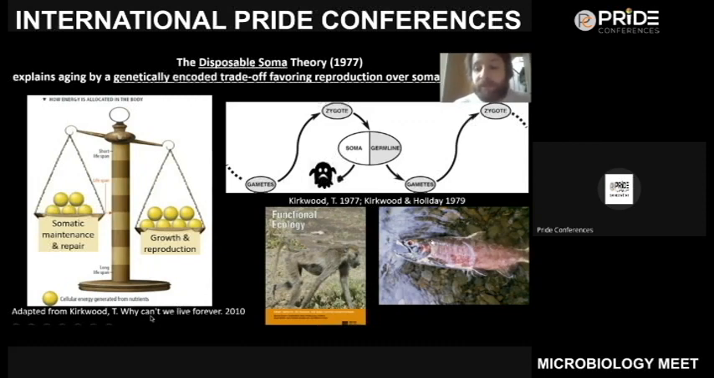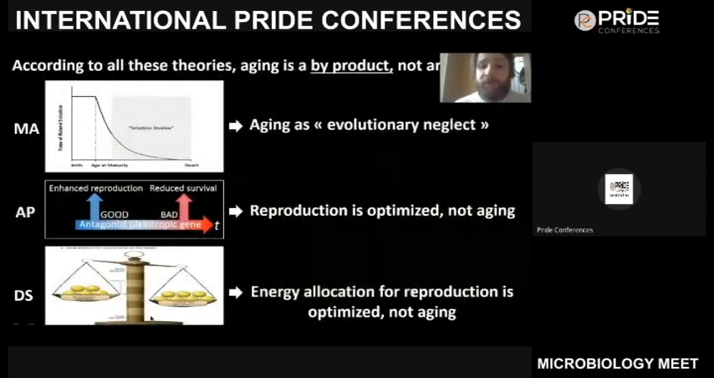And eventually you will do this very fast in the case of the salmon. So all these theories are especially important because they agree on one point: aging is a byproduct, so there is no gene that's selected to get you to age. In the case of mutation accumulation, you are aging because basically evolution is letting you down, natural selection is not strong enough, so it's evolution neglect.